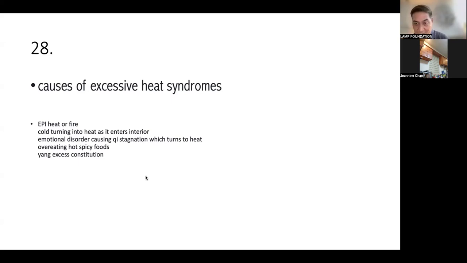Emotional disorder. Emotional disorder can cause chi stagnation. Kaya if you have a patient who comes in with emotional issues, isipin mo kaagad yung chi stagnation because it can turn to heat, no? Kaya nagwawala yung iba dyan, okay? Now, if you have yin deficiency, this cannot house the shen. Then overeating hot spicy food, okay? And also, if you have a yang excess constitution.